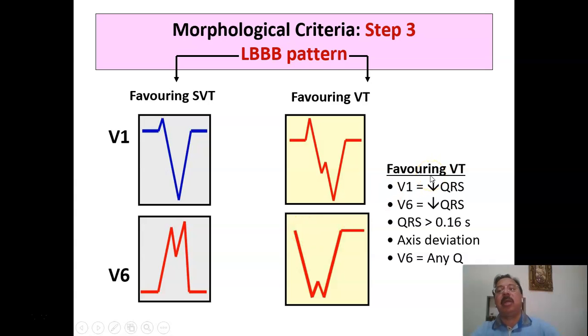So in the presence of a left bundle branch block pattern, the following features favor ventricular tachycardia: negative QRS complexes in V1, negative QRS complexes in V6, and QRS complexes that are wide, more than 4 small boxes. There may be very bizarre axis deviation, and in V6, just focus. If you get even the smallest Q wave, this is more in favor of ventricular tachycardia.